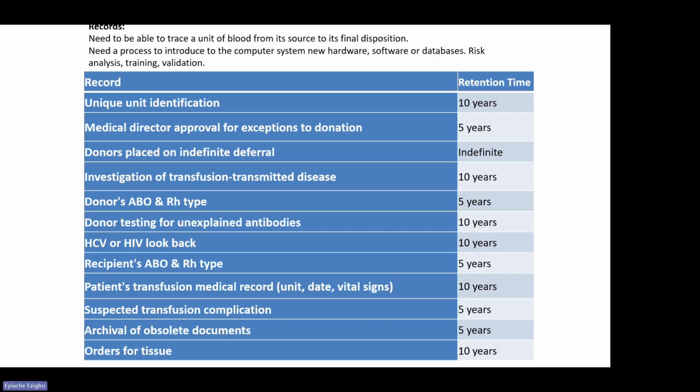HCV or HIV look back, the record should be kept at least 10 years. Recipient's ABO or resource type, the record should be kept for this long, and so on for other things involved. If there are orders for tissue, the record should be kept. Archival of obsolete documents should be kept for 5 years. Suspected transfusion complication, 5 years. So for all these processes, records should be kept in case of any eventuality that may come up.